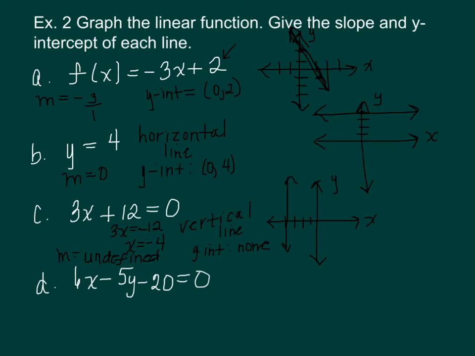And then the last one needs to be in slope-intercept form. So I'm going to move everything over except for my y. And be careful. And I'm going to divide everything by negative 5. So my equation is y equals, now I'll have a positive 6/5 and minus 4. So my slope is 6 over 5, and my y-intercept is 0, negative 4.